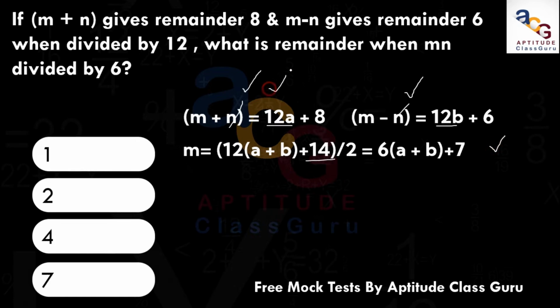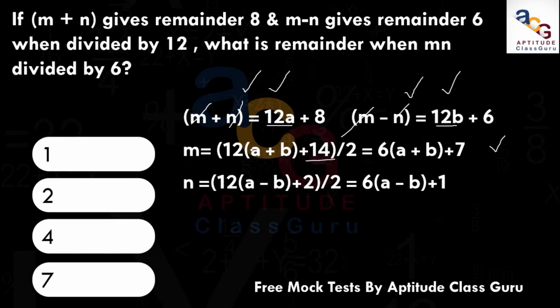If you subtract the first equation and the second equation, the m will get cancelled and you will obtain the answer for n. So n equals 12 of a minus b plus 2, divided by 2, and you will get the answer 6 of a minus b plus 1. I need to know the number mn, which is the multiplication of m and n, and which is divisible by 6. So just multiply m and n.